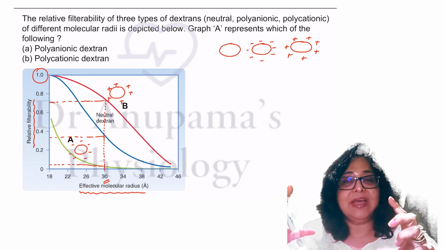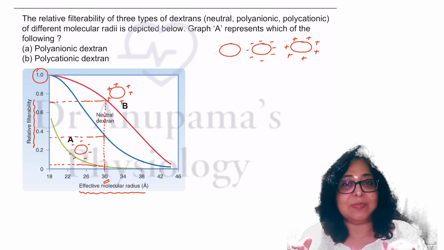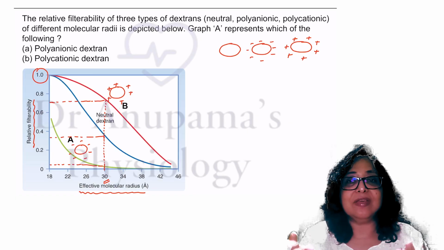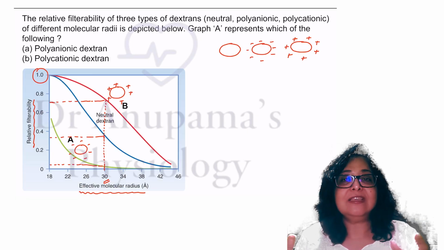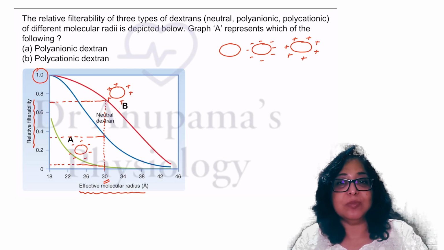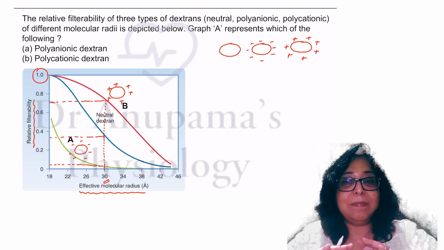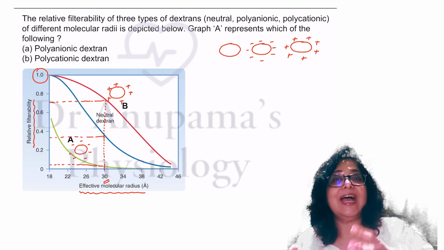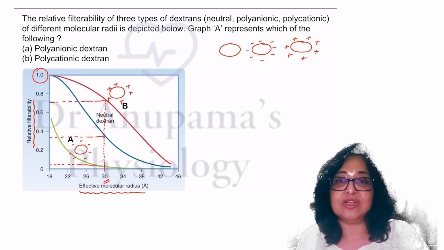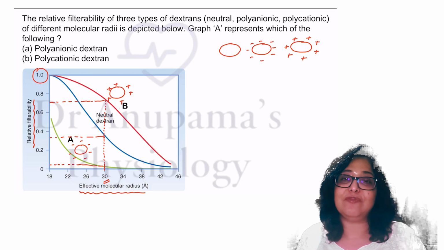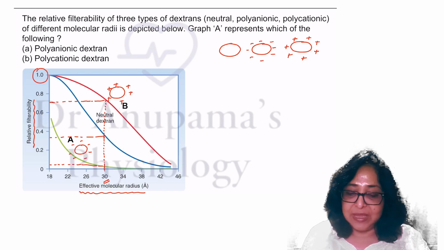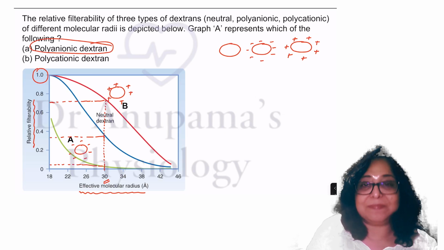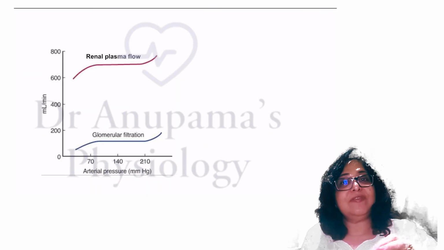Same molecular radii, the anionic substance will have the least filtrability, the cationic substance will have the greatest filtrability. This is because the negative charge on the glomerular filtration membrane will repel the negatively charged dextran, so least filtrability, attract the positively charged dextran, so greatest filtrability. So A here is polyanionic dextran. Let's look at this graph.